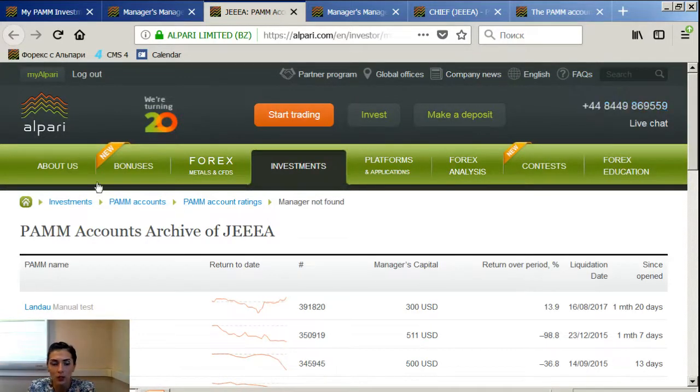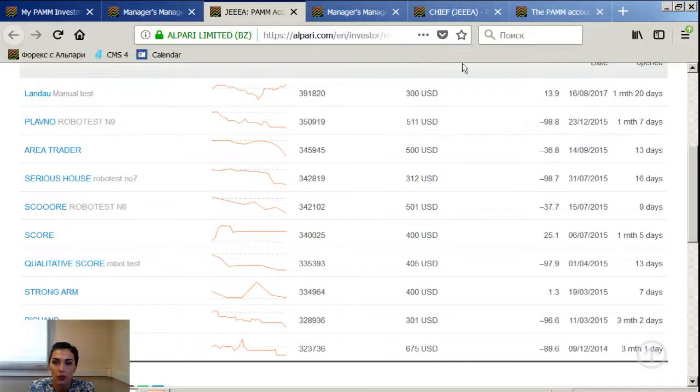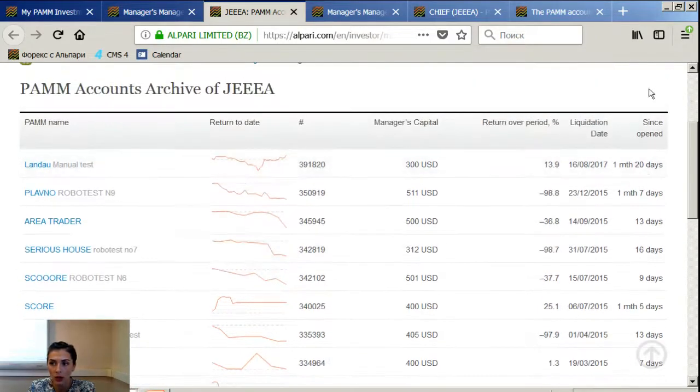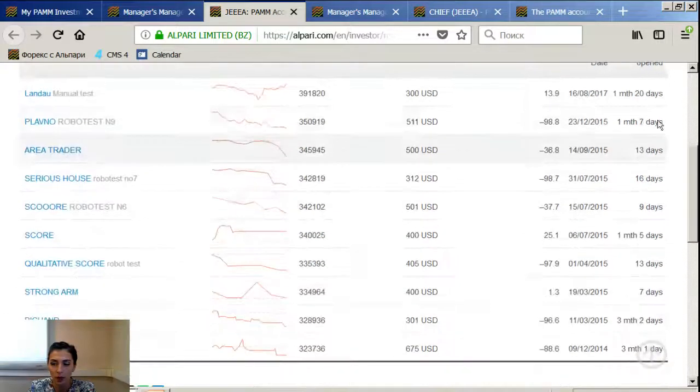Okay, what else? PAMM accounts archive. Pay attention to this parameter too, to this step, to this link, because here you can see the history of the PAMM account manager trading. You can see all PAMM accounts that were opened and closed in the PAMM account archive. You can see the dates, how many months, days or years it was active, and what results the manager has got.